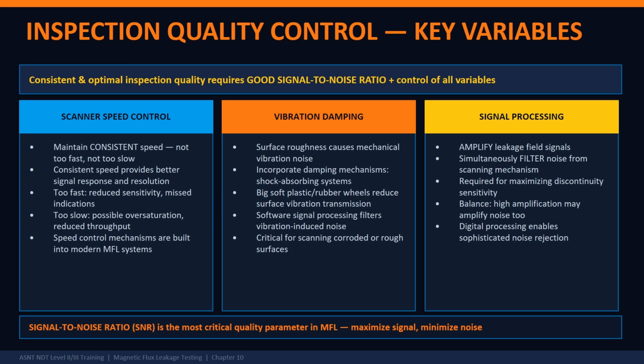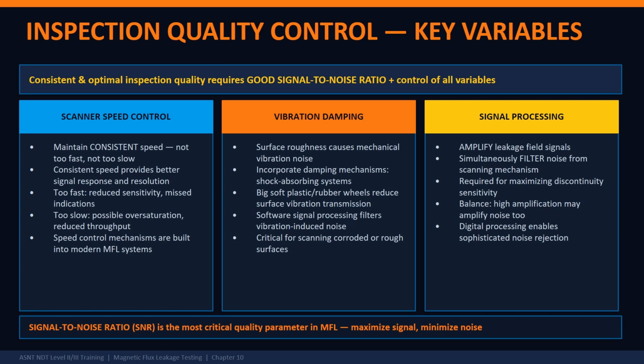Vibration. Surface roughness creates mechanical vibration. That vibration becomes noise. Noise hides defects. This is why scanners use rubber wheels, shock absorbers, and damping systems.